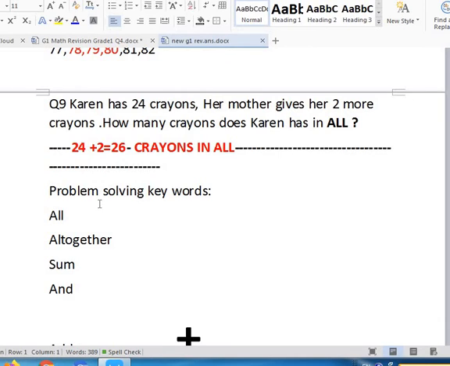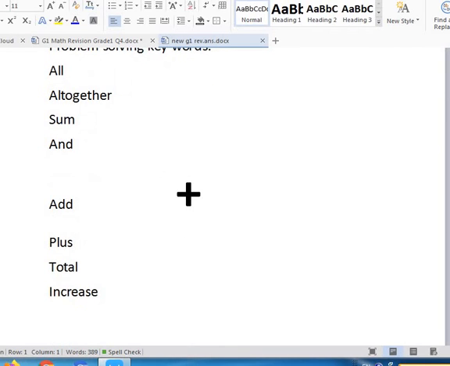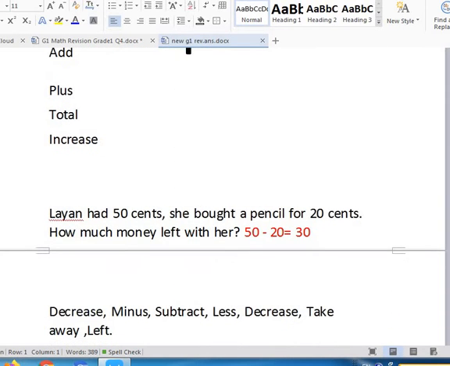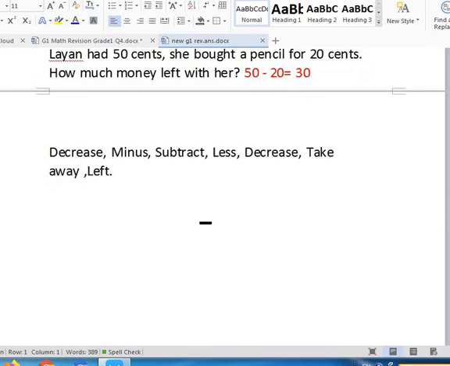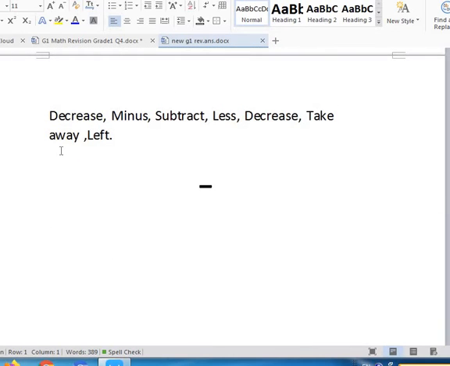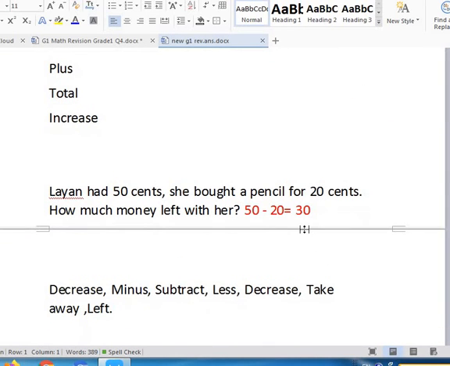Some words here for problem solving. All together, sum, and this is for plus. Do you remember this from quarter 3? Okay, add, plus, total, and increase also. And here for the subtraction, I have decrease, minus, subtract, less, take away, left. This is for the subtraction.